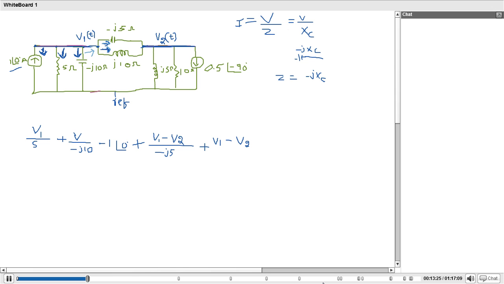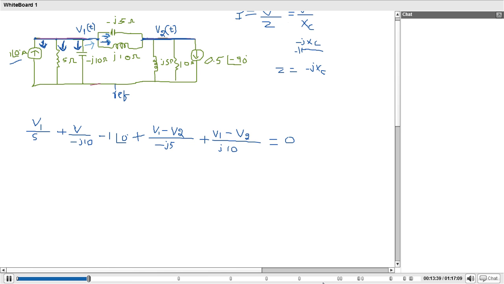So (V1 minus V2) divided by J10 is equal to 0. I just applied KCL at node 1. This is node 1 having the node voltage V1, and similarly node 2 having the node voltage V2. V1 and V2 we have to calculate. So by using nodal analysis, I wrote the first equation based on KCL.